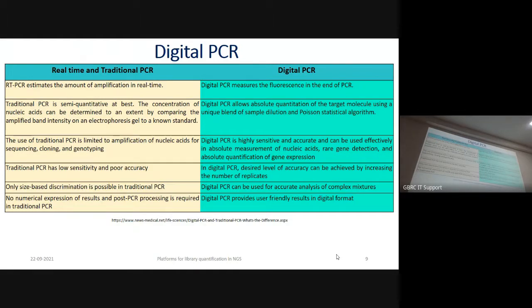Traditional PCR has poor sensitivity and accuracy, while digital PCR will give you the direct exact copy number. Only size-based discrimination is possible in traditional PCR, while digital PCR can be used for accurate analysis of complex mixtures. If you have different targets, you can use a multiplex probe. Digital PCR provides user-friendly results in terms of direct copy number: how many copies of your library are in your sample?